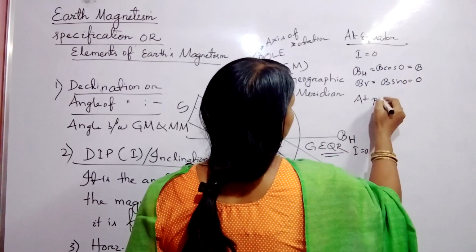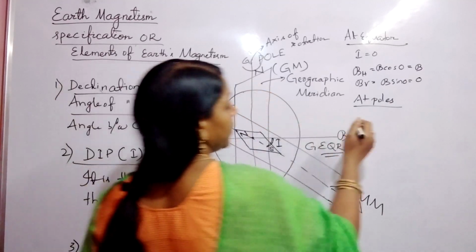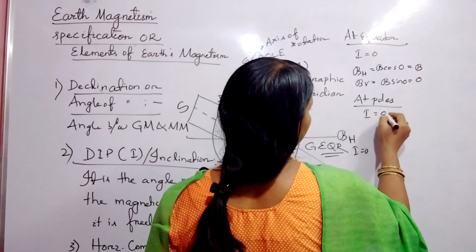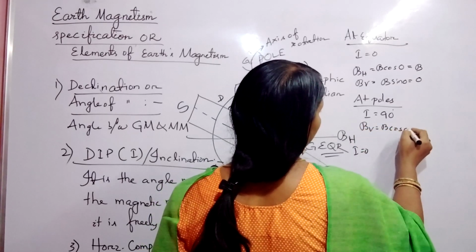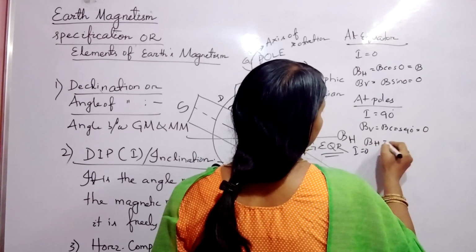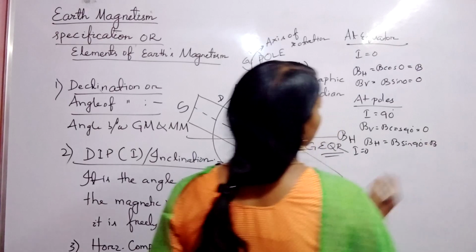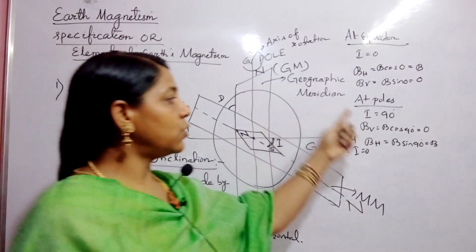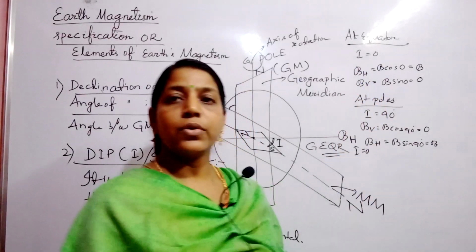Similarly at poles. At poles, this is your pole. So what will my angle I be? It will be 90 degrees. So what will BH be equal to? B cos 90 degrees equal to 0. What will BV be? Equal to B sin 90 degrees equal to B. So at poles, the vertical component exists. At equator, the horizontal component exists.